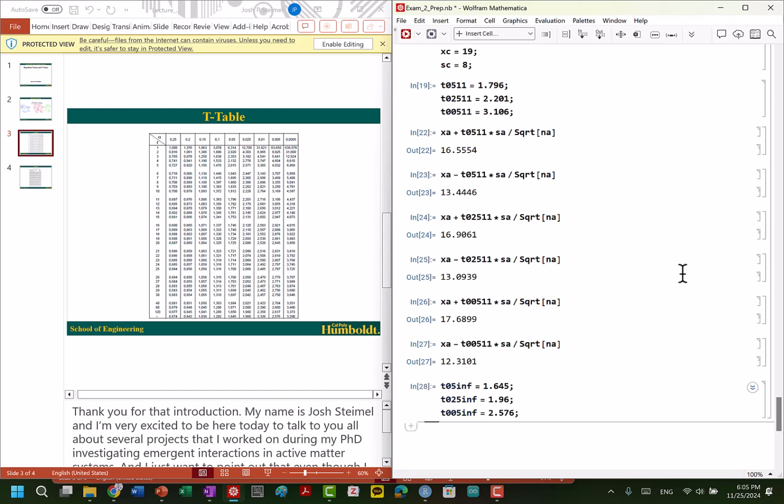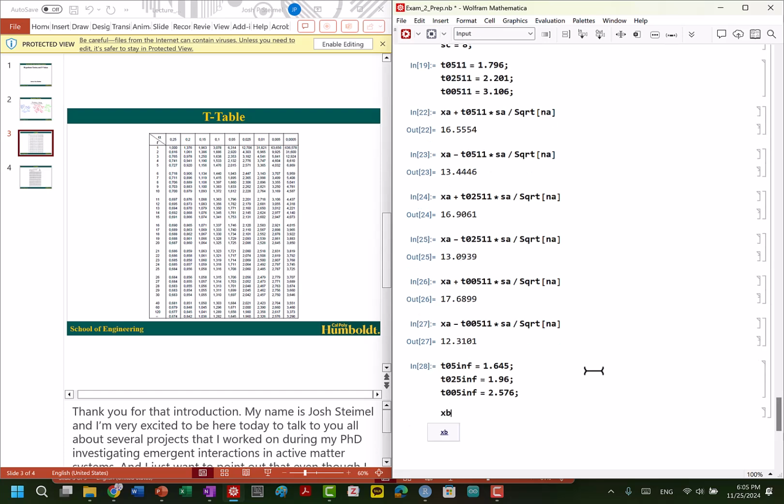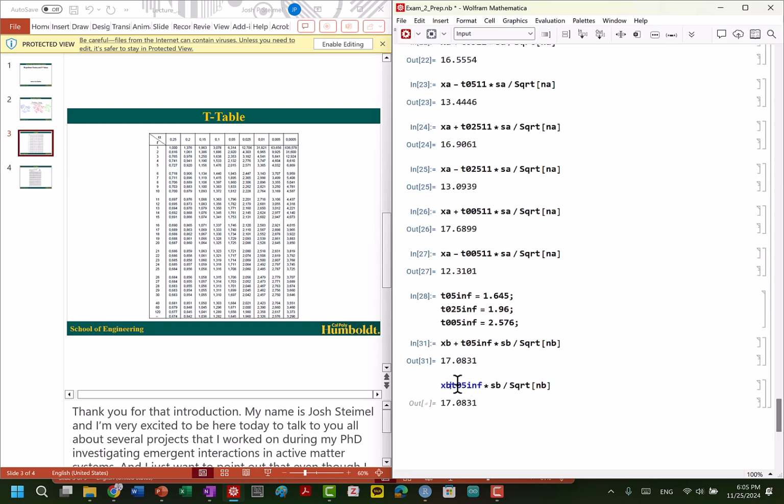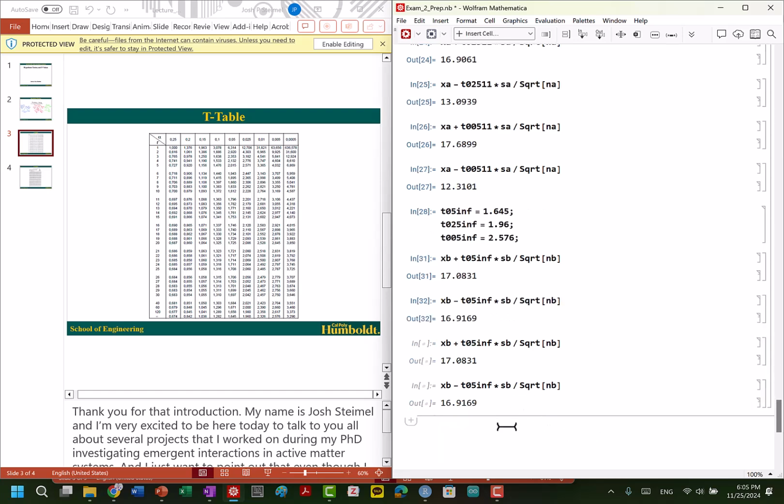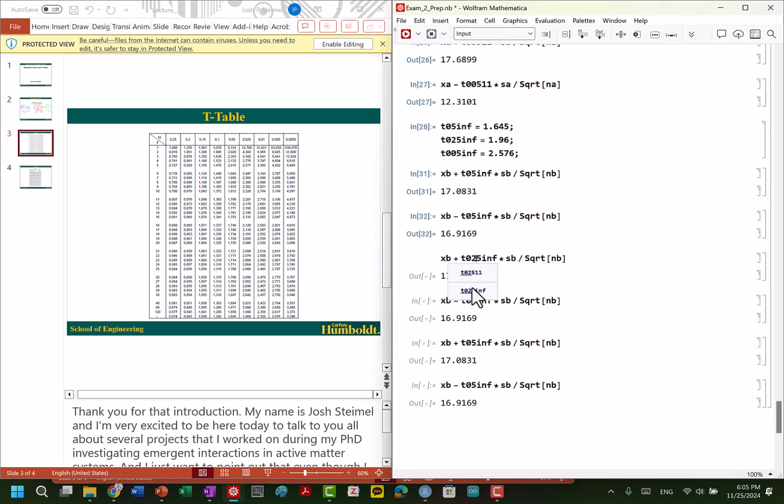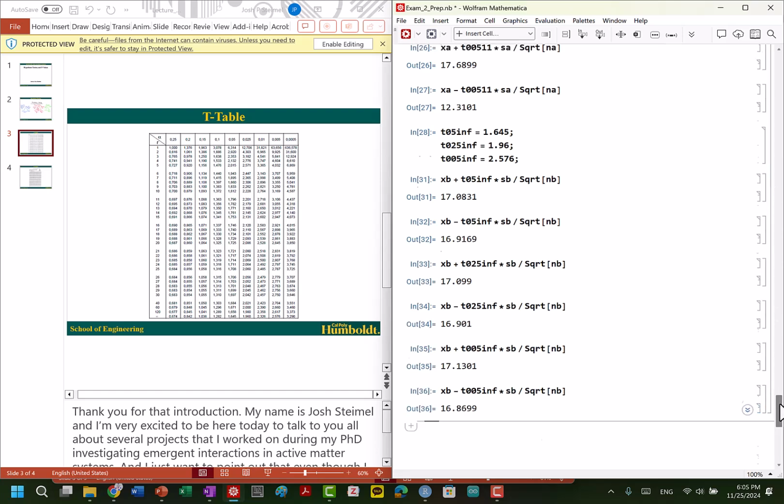So we'll do the same thing. XB plus T05 inf times S of B divided by square root of NB. And then we'll do that plus minus, do all those good things. Minus, and Control C, 025, 005, and then we got this.